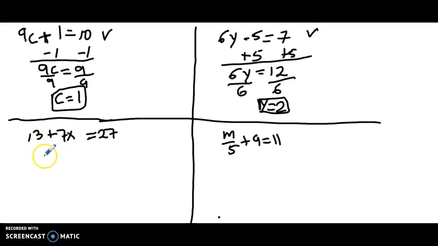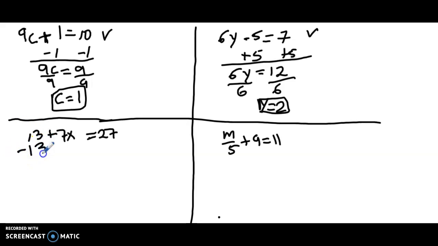Lower left corner. 13 plus 7x equals 27. They try to throw me off here because the number is first. It doesn't matter. The number is the first thing I need to undo. So addition or subtraction are first, and then it's multiplication or division, so you can get closer to the variable. So this is first, this is second. There's nothing in front of the 13. If there's nothing in front of it, it means that there's a positive sign.